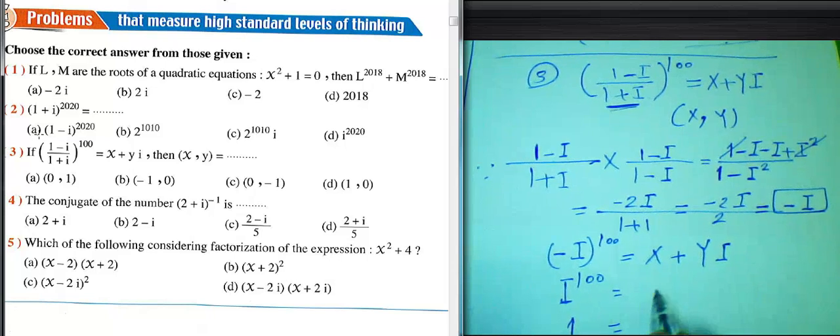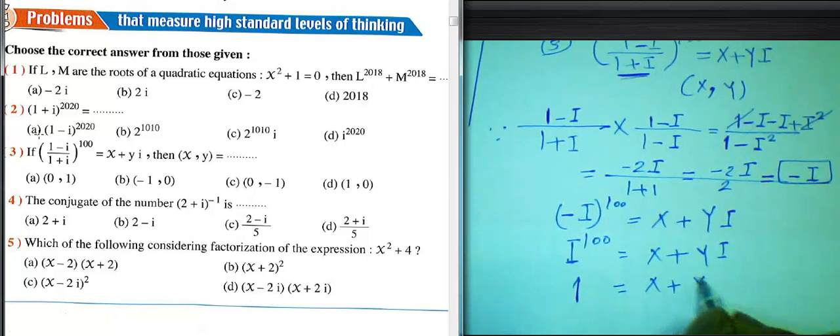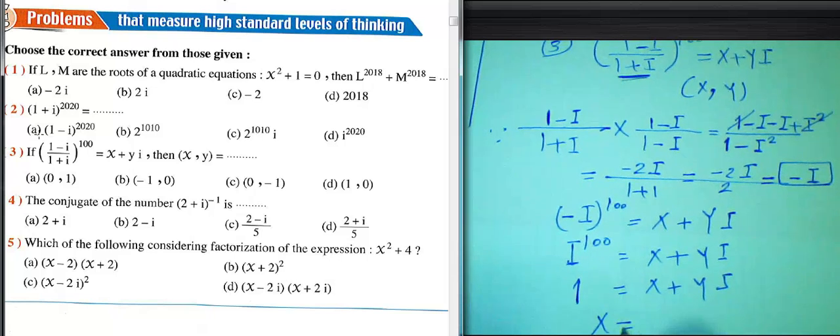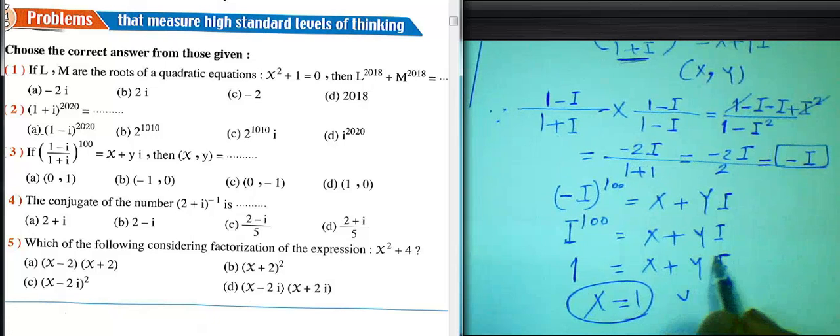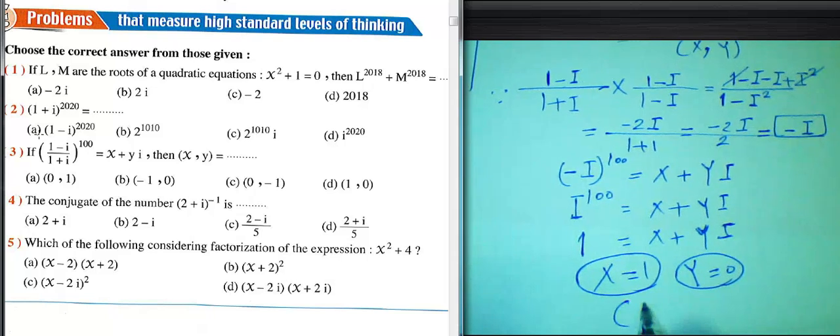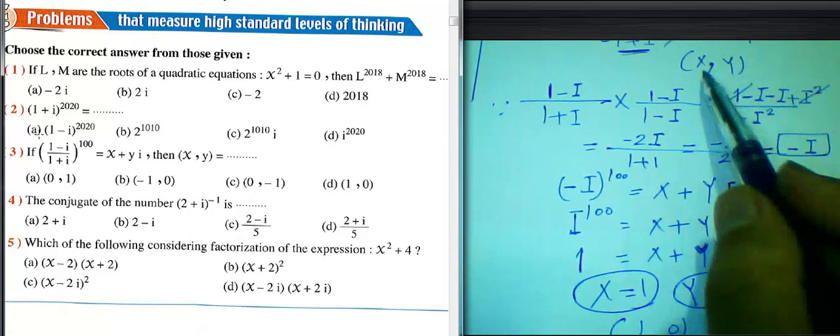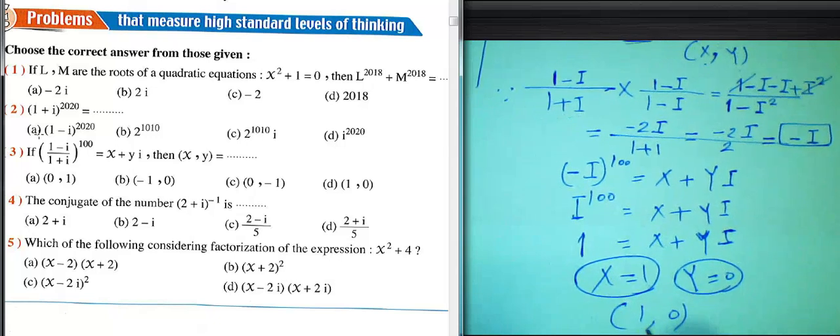So 1 will be equal x plus yi. So x will be 1 and y will be 0. y is the coefficient of i, equal 0. So the order will be 1 and 0. He wants x and y. x is 1, y equals 0, so the order will be 1 and 0.